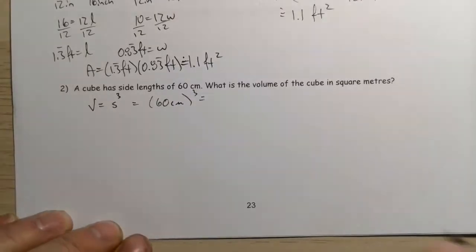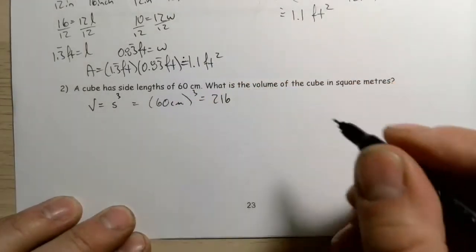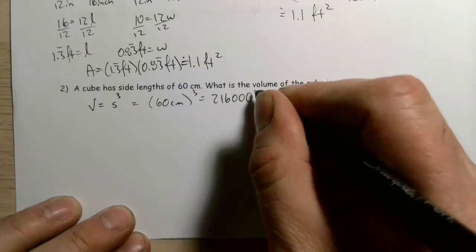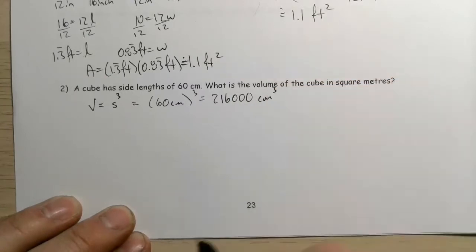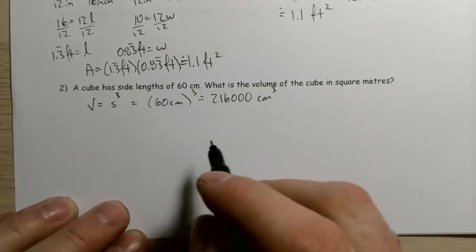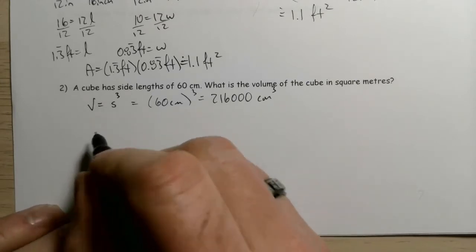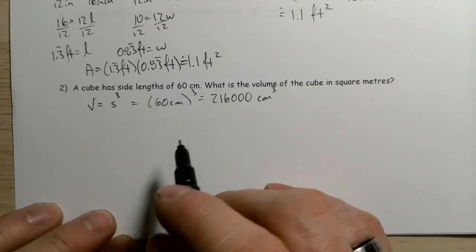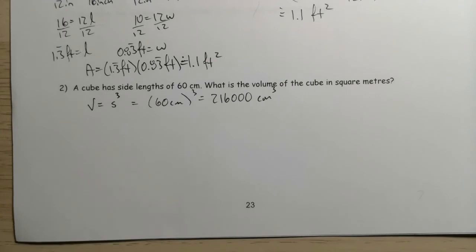Okay, so that's going to be 216,000 centimeters cubed. That's a lot. But in a volume calculation, the numbers get big really, really quickly. So now there are two ways that I can do the conversion. The first way is to convert the 60 centimeters here. Now I know that because it's a cube, each side is going to be the same, so I only have to do this once.